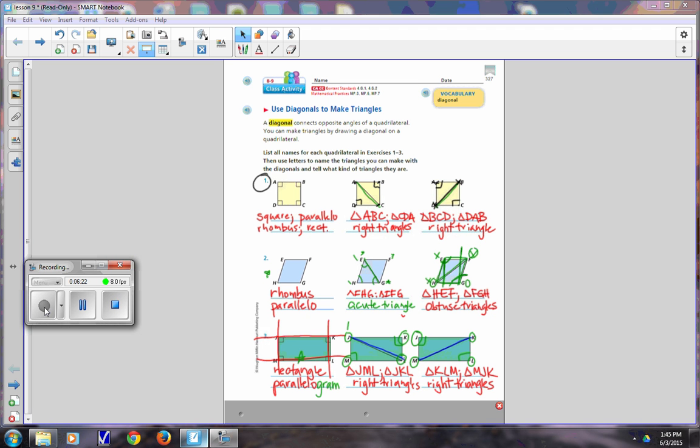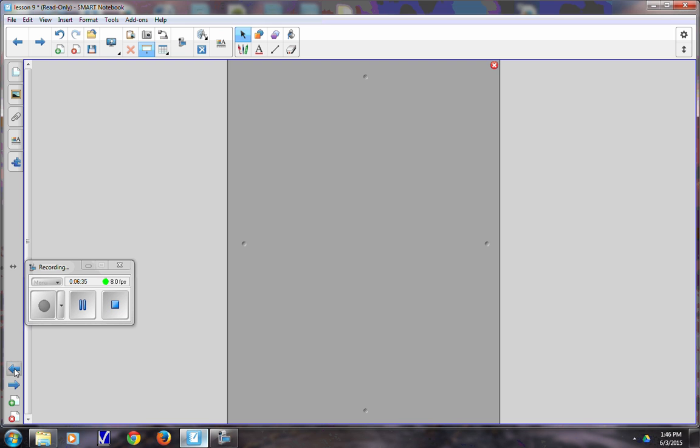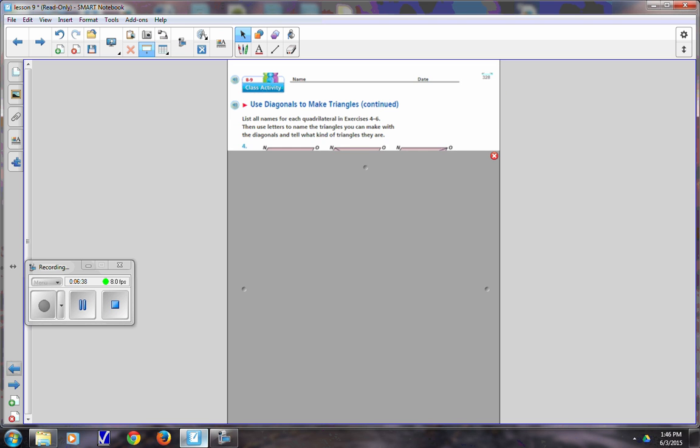Now, if we were doing this in class and I was going this fast, it wouldn't be cool. But I know that you have the power to shut my mouth at any point in time. So, we're going to look at the next page. It's the same thing. We're going to have some more quadrilaterals that we're going to make some triangles with a diagonal line. We're going to use letters to name the triangles you make with the diagonals and tell what kind of triangles they are. So it's exactly the same thing we did on the first page, but we're looking at a new set of pictures.